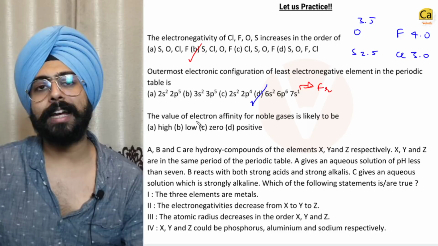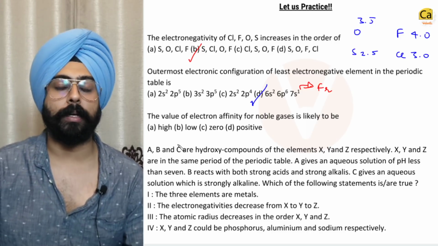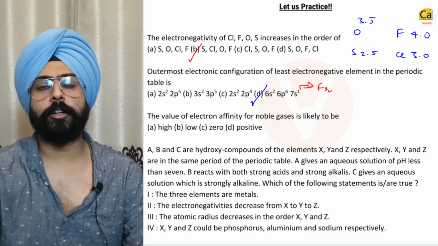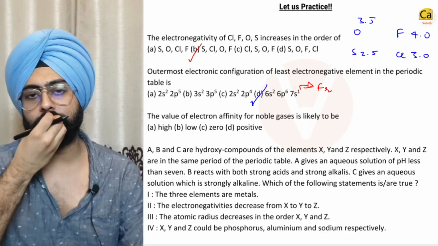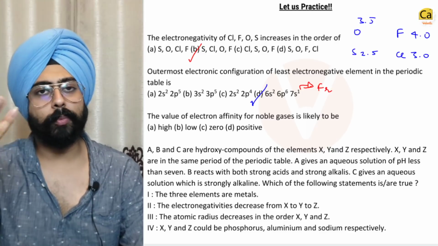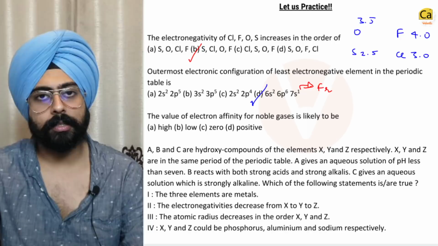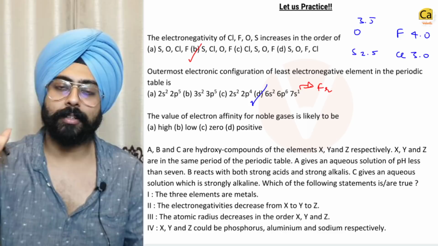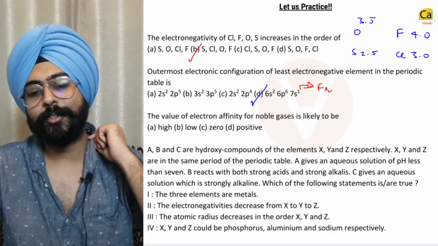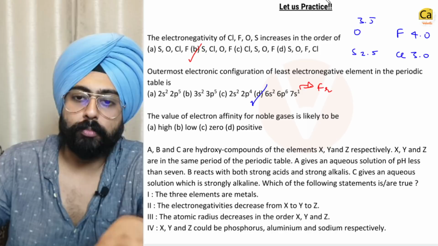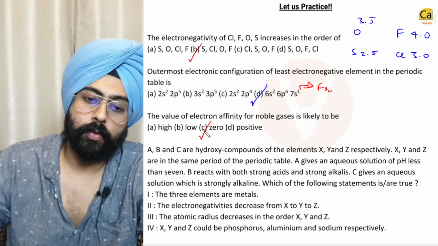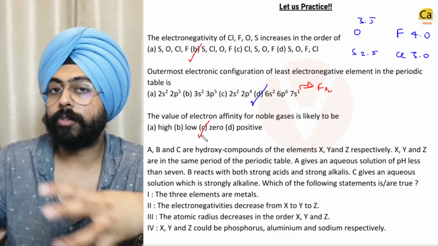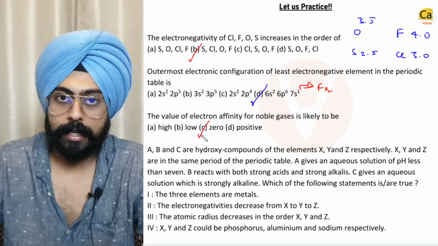The value of electron affinity for noble gases is likely to be. Electron affinity. Simply ask yourselves, do noble gases love electrons? Electron affinity is the love for electrons. So do noble gases love electrons? Absolutely not. Noble gases don't love electrons. They are very happy with their own selves. Yeah, they are the saints, noble people. So electron affinity for noble gases is most likely going to be 0. No love for electrons, 0. As I told you, always think about electron affinity in terms of a qualitative nature, not a quantitative nature.